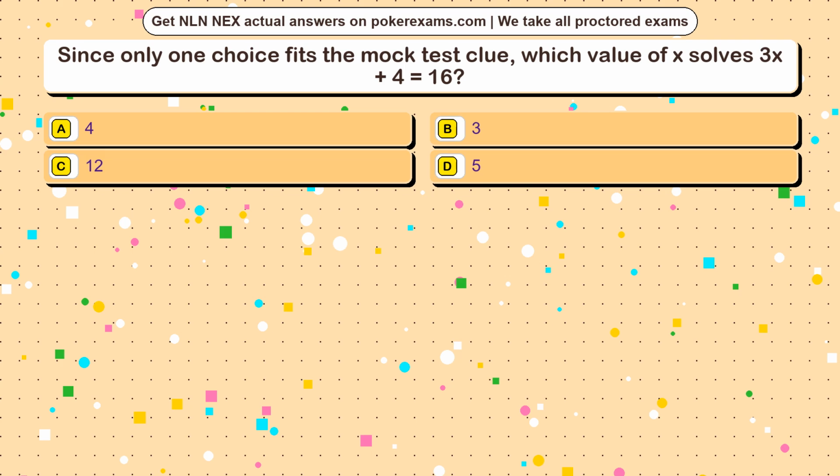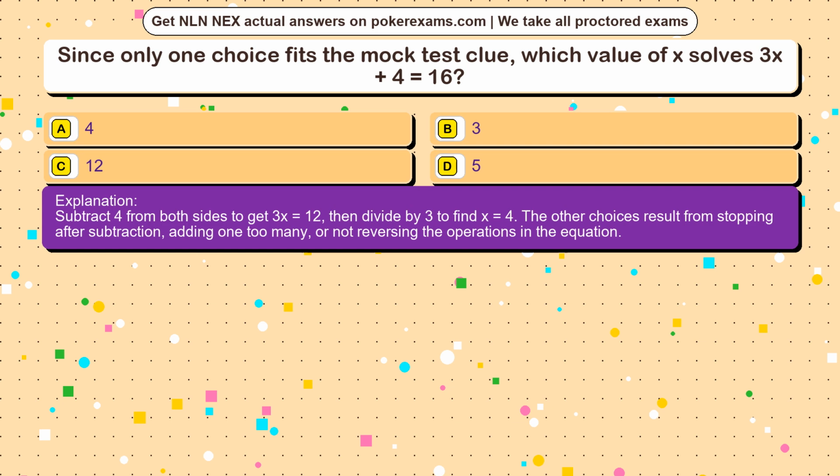The correct answer is option. Subtract 4 from both sides to get 3x equals 12, then divide by 3 to find x equals 4. The other choices result from stopping after subtraction, adding one too many, or not reversing the operations in the equation.